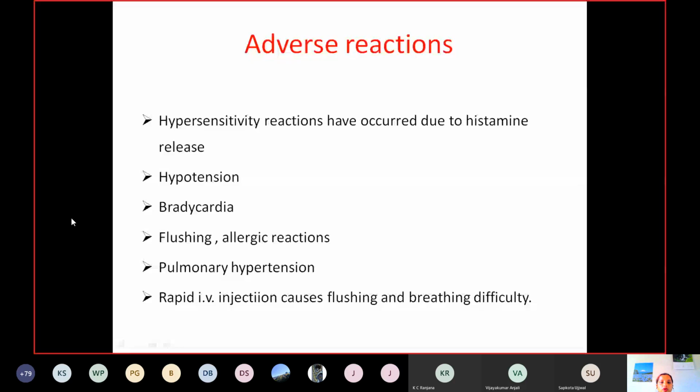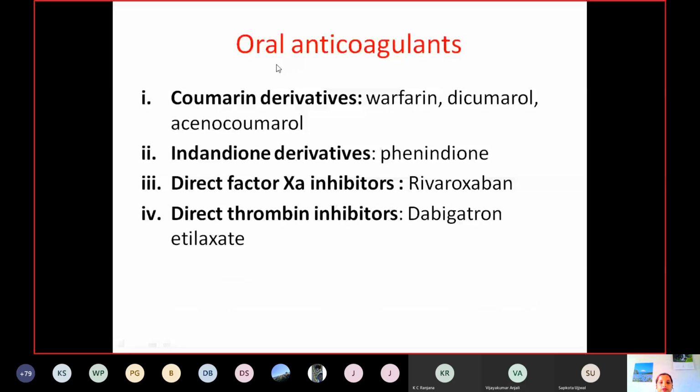Now we come to the oral anticoagulants. Till now we were discussing the parenteral anticoagulants. In parenteral anticoagulants, we have the indirect thrombin inhibitors and direct thrombin inhibitors. In indirect, we discussed heparin, low molecular weight heparin, and synthetic heparin, and then the direct thrombin inhibitors. Now we will discuss oral anticoagulants.